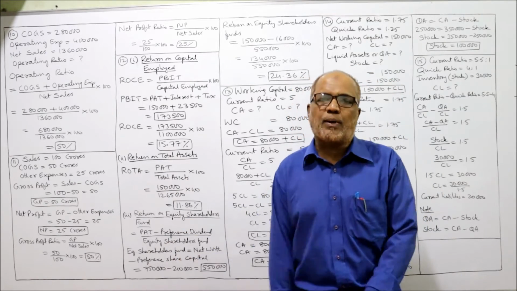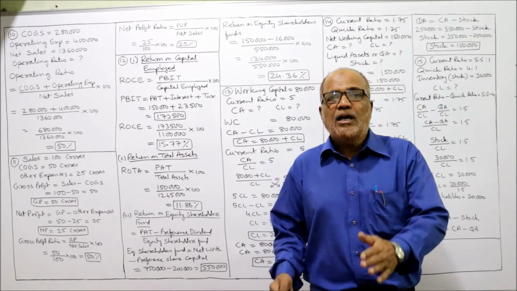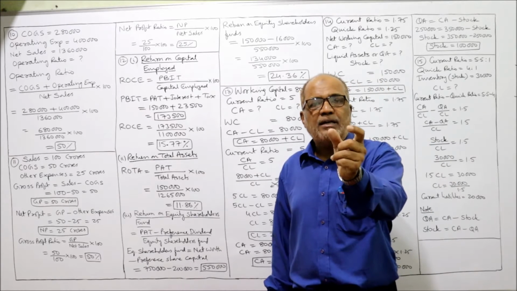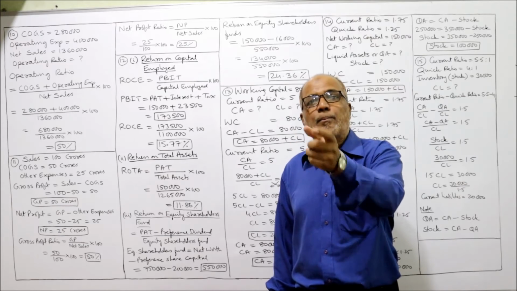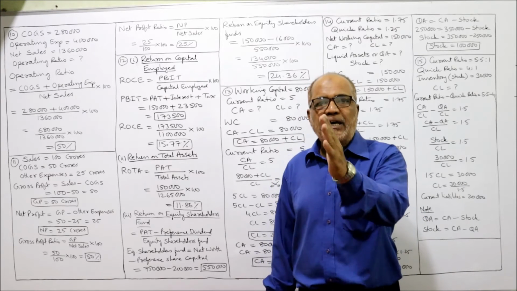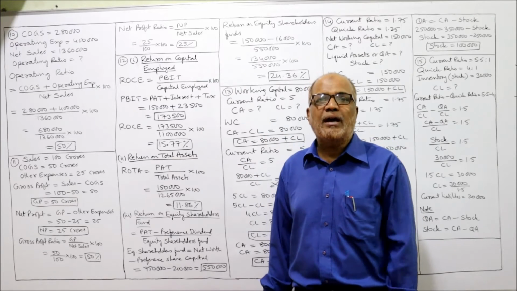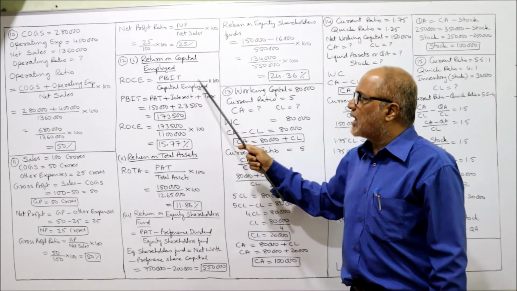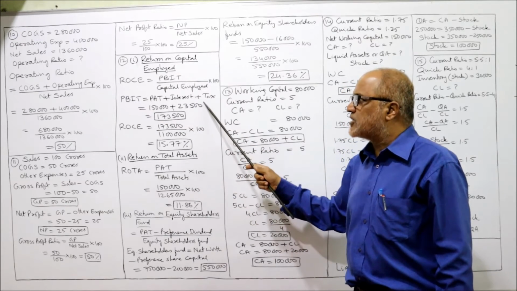Capital employed is given in the problem, but PBIT is not given. We have to find out PBIT. In the previous problem, I gave the formula for PBIT. PBIT is equal to PAT plus interest plus tax. You will get PBIT. So first of all, ROCE is PBIT divided by capital employed into 100. This is the formula. PBIT is equal to PAT plus interest plus tax.